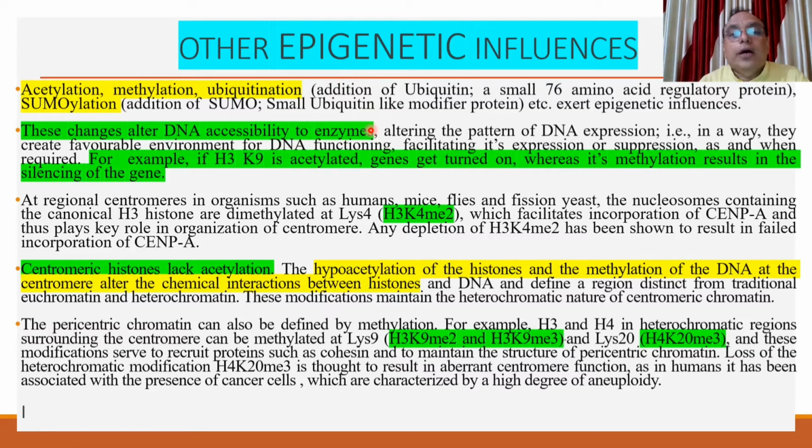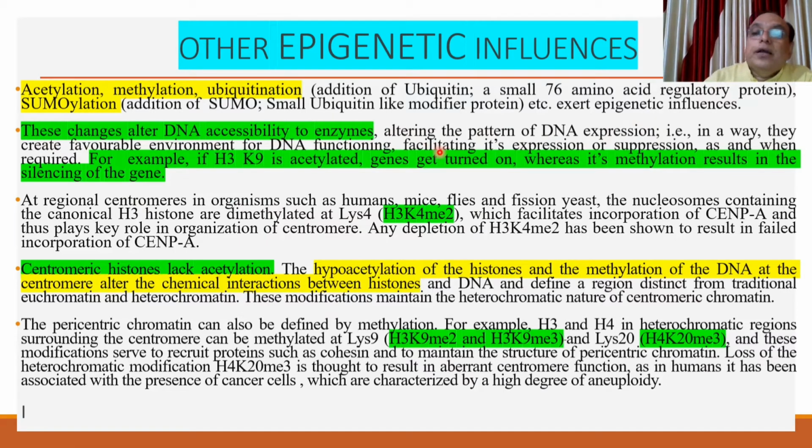But if the attachment of a group loosens the DNA, then the entry of enzymes will be facilitated, and so attachment of that group will lead to the expression of the DNA. So changes alter DNA accessibility to the enzyme, altering the pattern of DNA expression. In a way, they create a favorable environment. This was the question, how they create a favorable environment. They create a favorable environment for functioning.